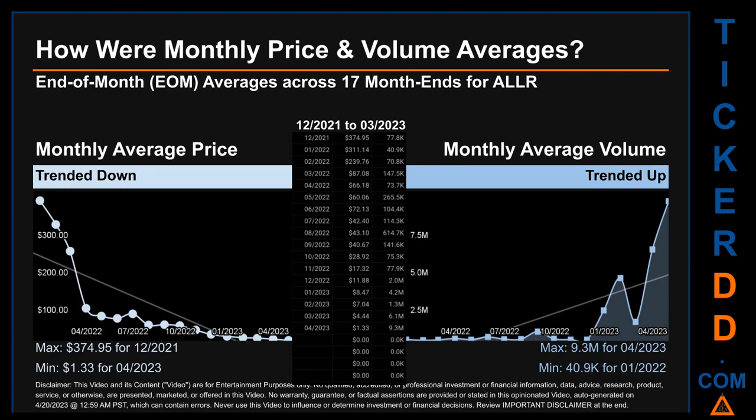Looking at volume, 04/2023 and 01/2022 respectively saw the highest and lowest monthly average volume at 9.3 million and 40.9 thousand.